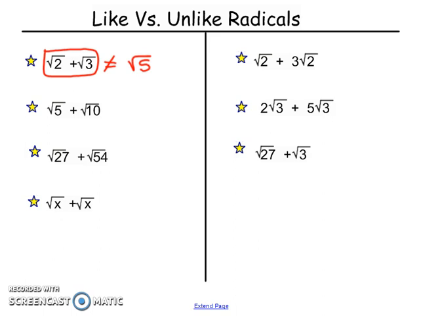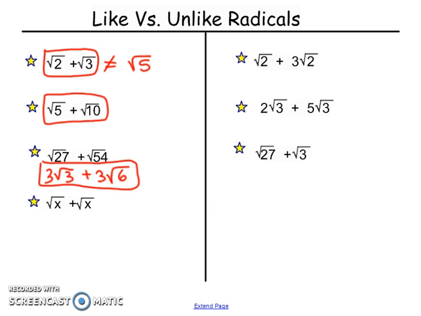Square root of 5 and square root of 10, again, stays the same because our indexes, even though they're the same, our radicands are different, the number under the radical. Square root of 27 we can rewrite as 3 radical 3. Square root of 54 we can rewrite as 3 radical 6. You have to break them down if they can be broken down. So we broke them down. Our radicals are not the same. They're unlike since my radicands are different. So my answer then would be this one, the one that's simplified.